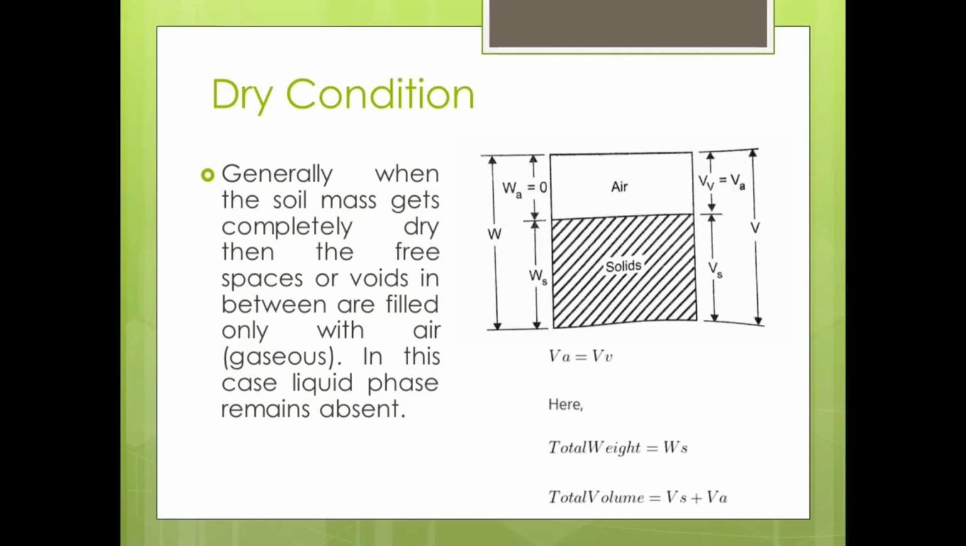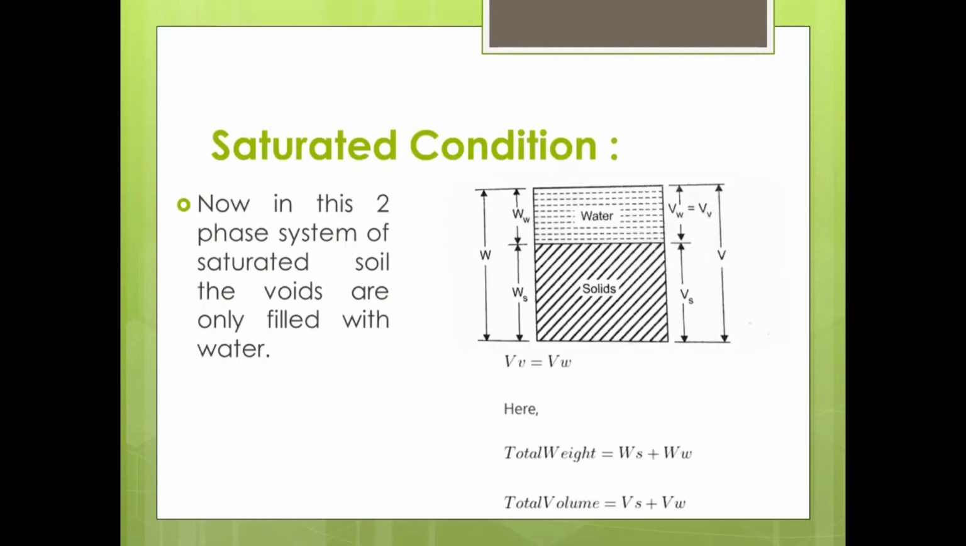Another state is the saturated state of the soil, the saturated condition. This is also a two-phase system, but of saturated soil. Here, the voids are filled with water and it is completely free of air. What is the meaning of saturated? It means the soil has absorbed water completely so that there is no air between the soil grains or soil particles. What happens here as far as the equations are concerned?